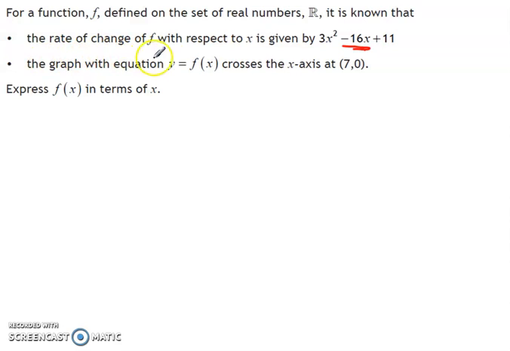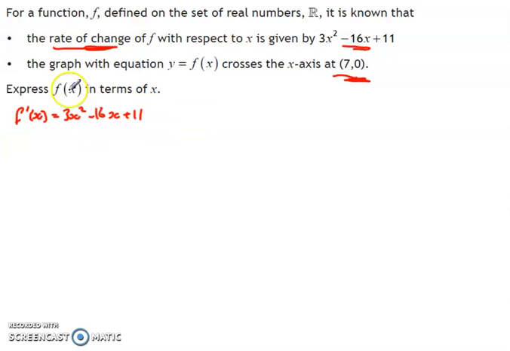It then tells us the graph with the equation y equals f of x crosses the x-axis at this point, and I want to find f of x in terms of x. Now, one thing to make sure you remember is that when it says the phrase rate of change, what that refers to is the derivative. So based on this sentence here, I can say that f dashed of x is equal to that equation 3x squared minus 16x plus 11.